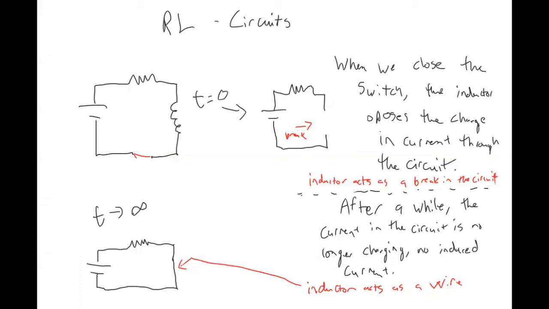So if you want to draw some parallels with capacitors, this is kind of the opposite of how capacitors work. So when you had a capacitor and a resistor, so an RC circuit, when you first close the switch, the capacitor just acts like a wire and lets current flow through your circuit. But then after a long time, once your capacitor is fully charged, then it stops all of the current flowing through your circuit. So the way that I think about them is inductors and capacitors are kind of the opposite of each other when you put them in a circuit.